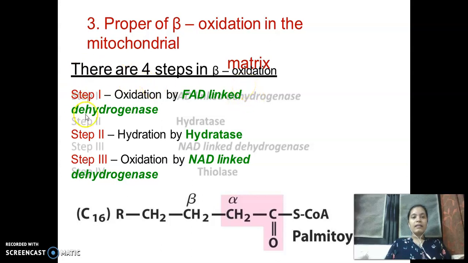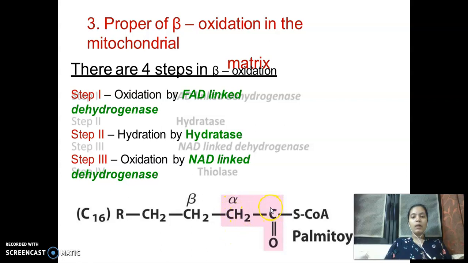So it has again three steps. First is oxidation by FAD-linked dehydrogenase. Next is hydration by hydratase, and step 3 is oxidation by NAD-linked dehydrogenase. So this is the palmitoyl coenzyme A. So the beta carbon is the one which is present next to the alpha carbon.